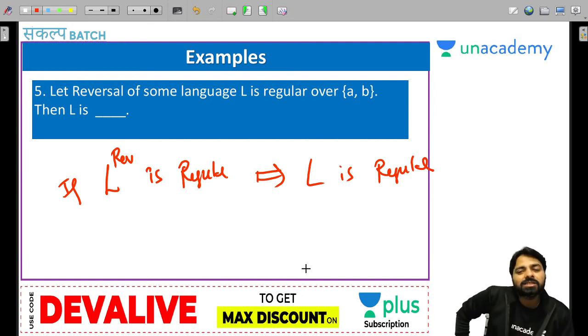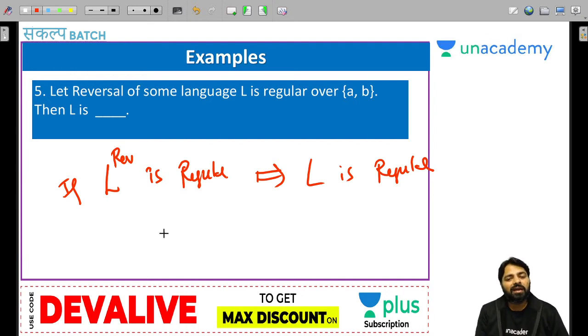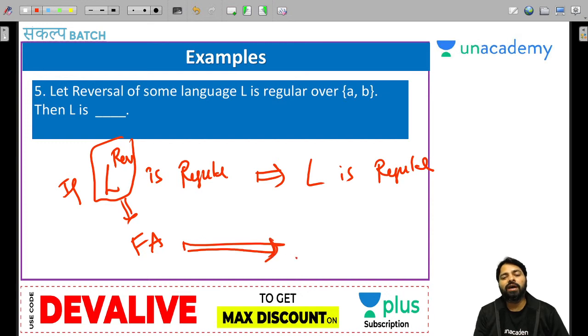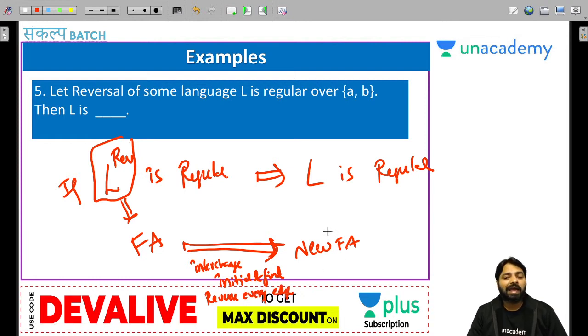Anybody? Yes, you can guarantee, guys. We have an algorithm for this. Design a finite automaton here, and you can make a new finite automaton. How? Interchange initial and final and reverse all edges. If you have many finals, you can make one final too. Interchange initial and final and reverse every edge. You get a reversal of a language.